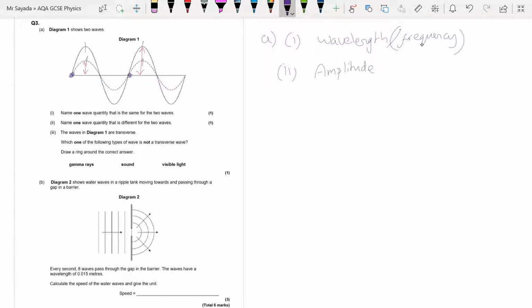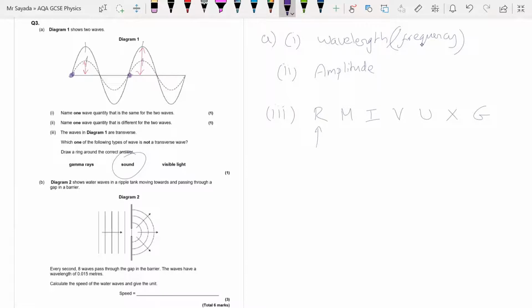Which type of wave is not transverse? Well, you're meant to know that sound is a longitudinal wave, and all the electromagnetic waves are transverse. Now, you may not have studied the electromagnetic waves yet, but just so you know, the electromagnetic waves are radio, microwave, infrared, visible, ultraviolet, X-ray, and gamma. Let's see if you can do that now.